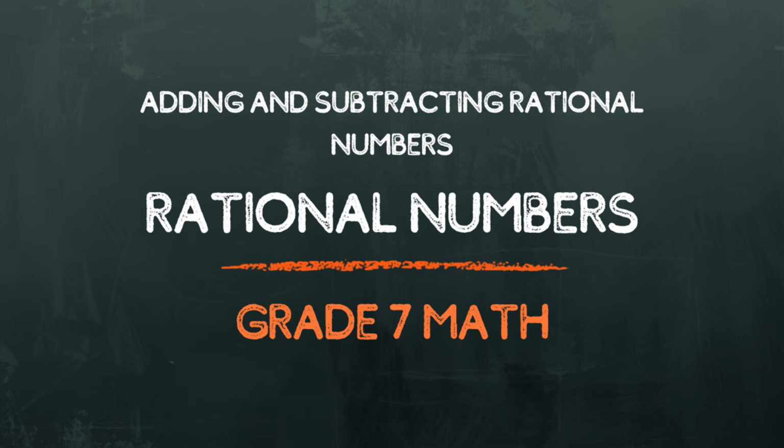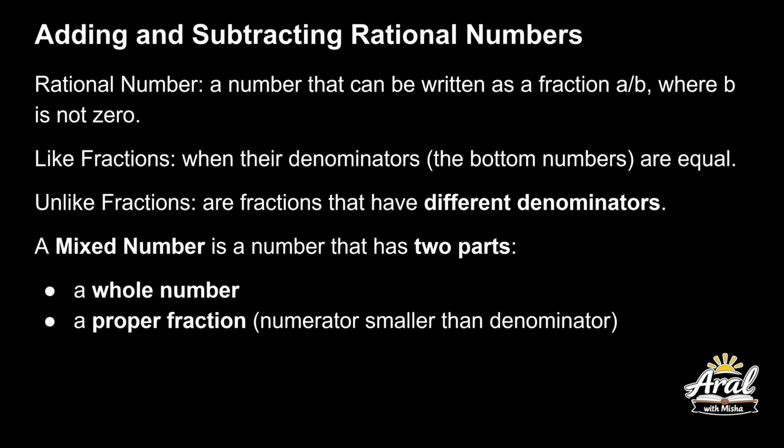Grade 7 math po tayo, adding and subtracting rational numbers. So, konting review lang sa mga concepts. A rational number is a number that can be written as a fraction, a over b, where b is not 0. Okay?